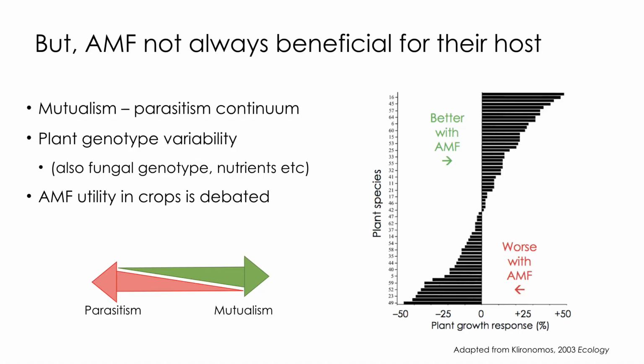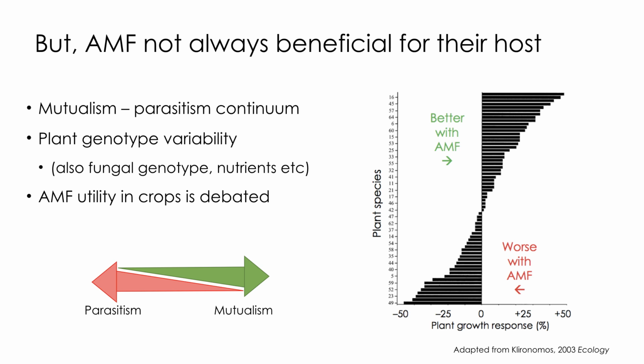But the problem is that mycorrhizas aren't always beneficial for their plant partners. And this graph up on the right here shows that you can have up to a 50% reduction in plant biomass after being colonized by these fungi. But on the other side, you can have a 50% increase in biomass as well. And so if we're going to use these in agriculture, we want to make sure that we're getting that benefit, and if possible, avoid this mycorrhizal parasitism on this continuum here that we've got.